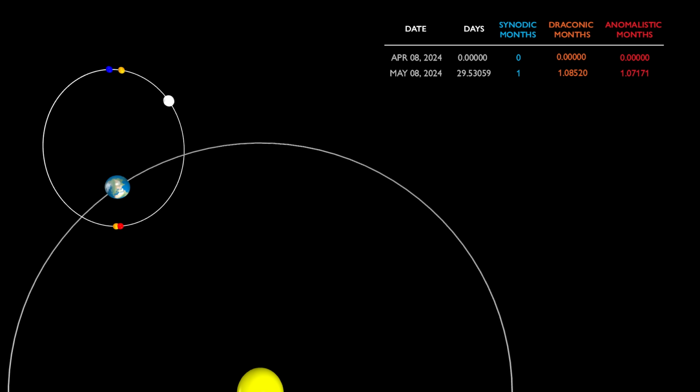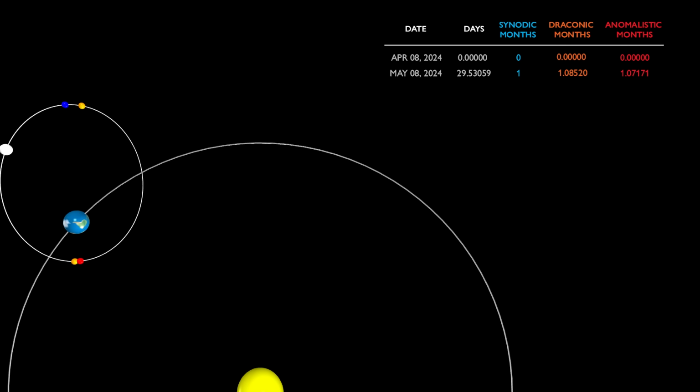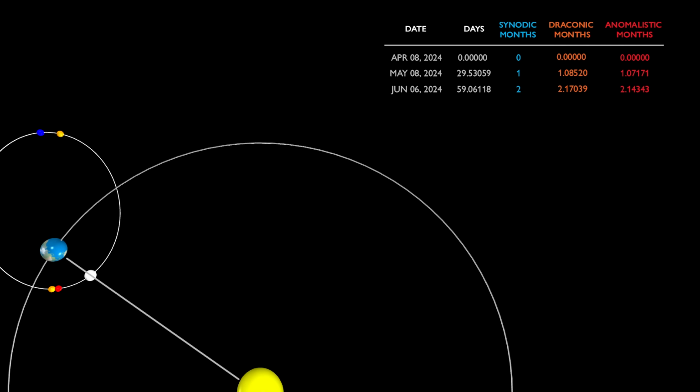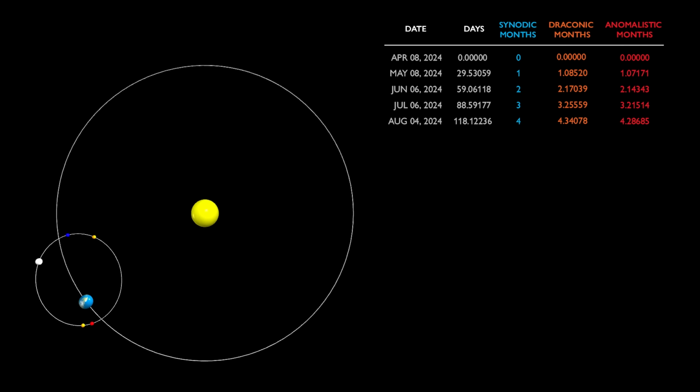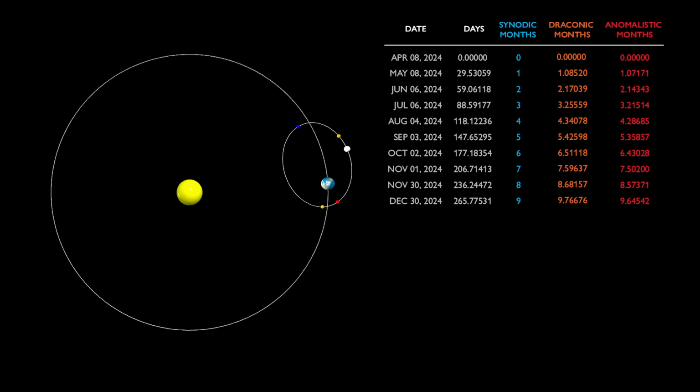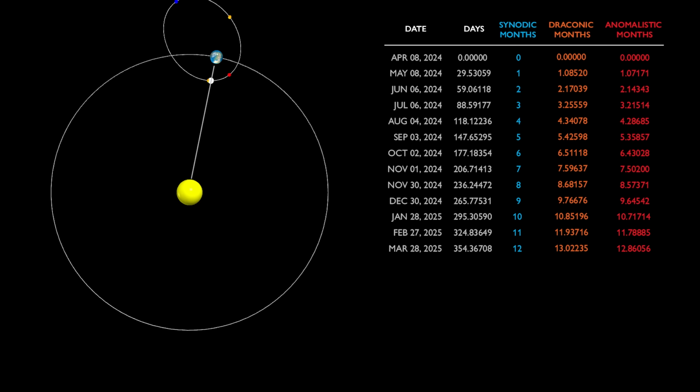Moving forward another synodic month, our cycles drift further apart, with two synodic months corresponding to 2.17 draconic months and 2.143 anomalistic months. We do see some reasonably close alignment after 12 synodic months, with 12 synodic months equaling nearly 13 draconic months. And in fact, there will be an eclipse on March 29th, 2025. However, since our cycles don't quite align, it will only be a partial eclipse.